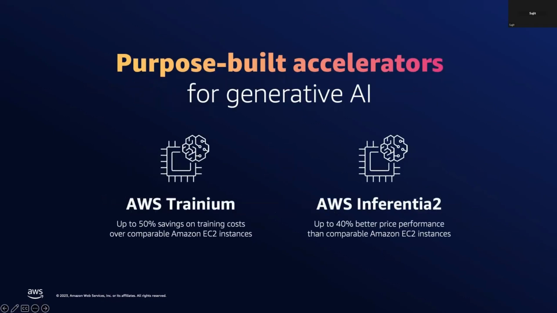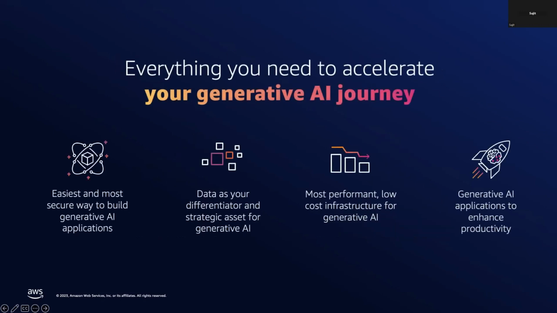With our decade of experience designing and building silicon, we have applied our learnings to create innovative, purpose-built silicon for your machine learning and generative AI workloads. AWS Inferentia 2 instances deliver up to 40% better inference price performance than other comparable EC2 instances and the lowest cost for inference in EC2. And our AWS Trainium 1 instances deliver up to 50% savings on the training costs. AWS has everything for you to build solutions and offerings and accelerate your generative AI journey.